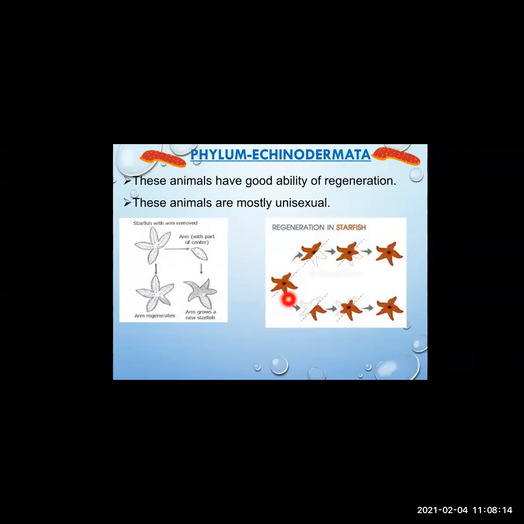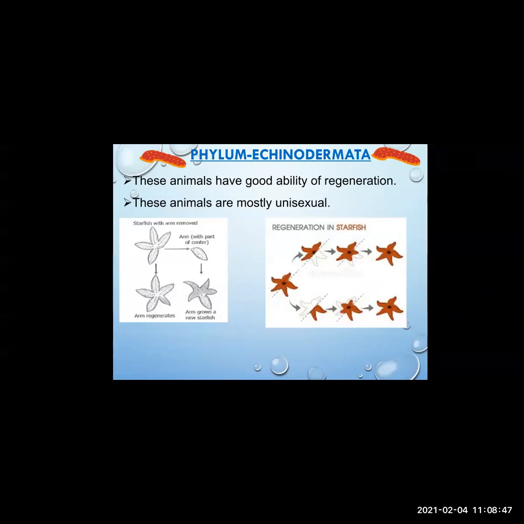Even in this picture you can see, this is a full organism. Then it has lost two arms. The place from where the two arms are lost, new arms are growing from there, which develops into a new starfish. And the arms which were lost from the original also grow new arms, which also grow into a new individual. So these animals have good ability of regeneration.